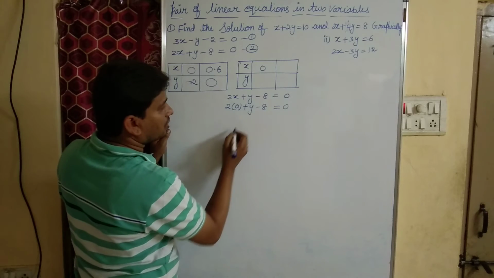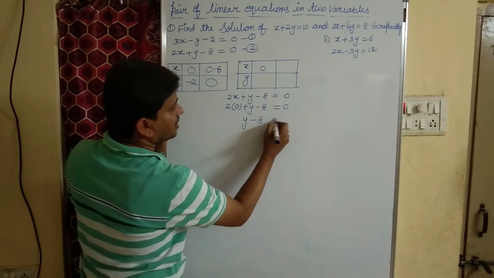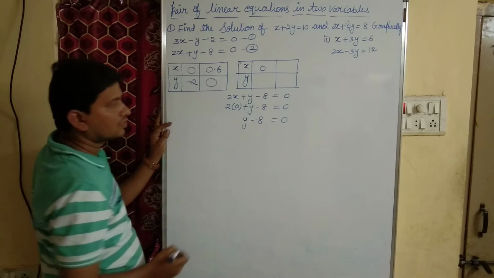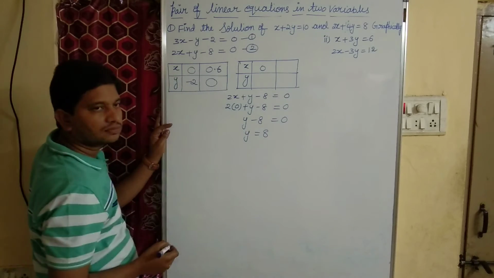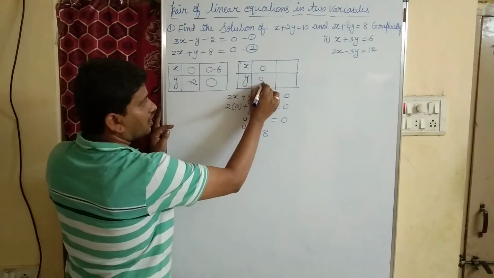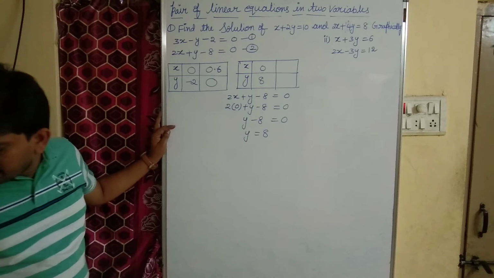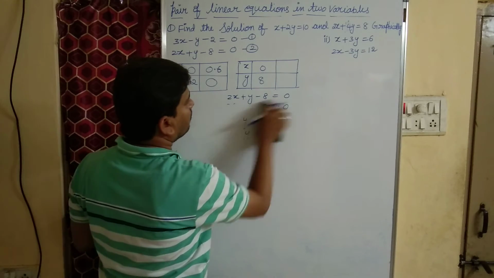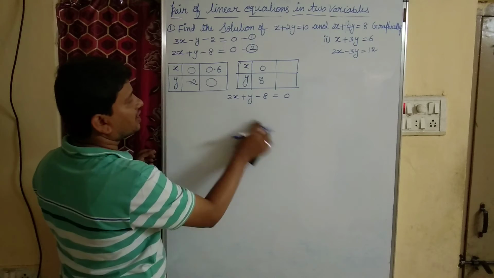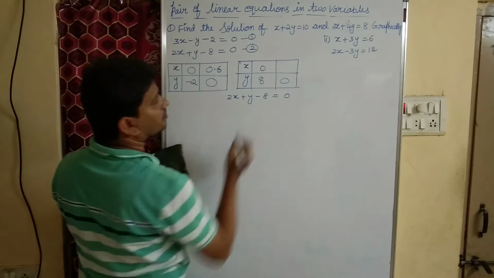So 2 into 0, 0, y minus 8 equal to 0. Minus 8 if you transpose, it will become plus 8. When x is equal to 0, what is the value of y? The value of y is 8, right? Now, let us take y value 0.